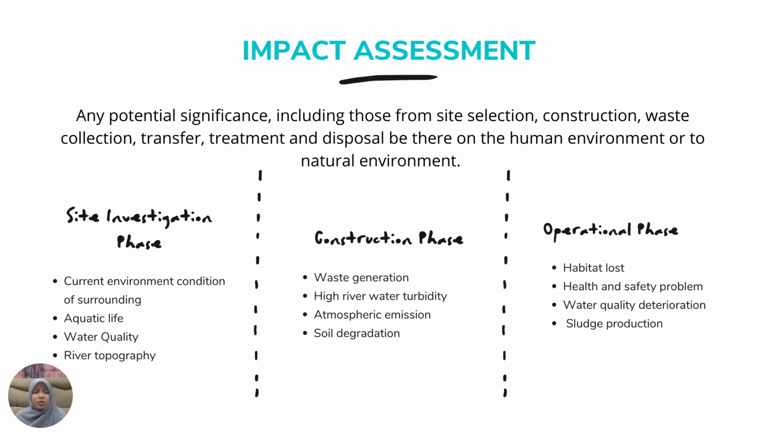Next is the construction phase. The impacts that probably happen during this phase are waste generation, high river water turbidity, atmospheric emission, and soil degradation. Last one is the operational phase. During the operational phase, there will probably be habitat loss, health and safety problems, water quality deterioration, and sludge production.